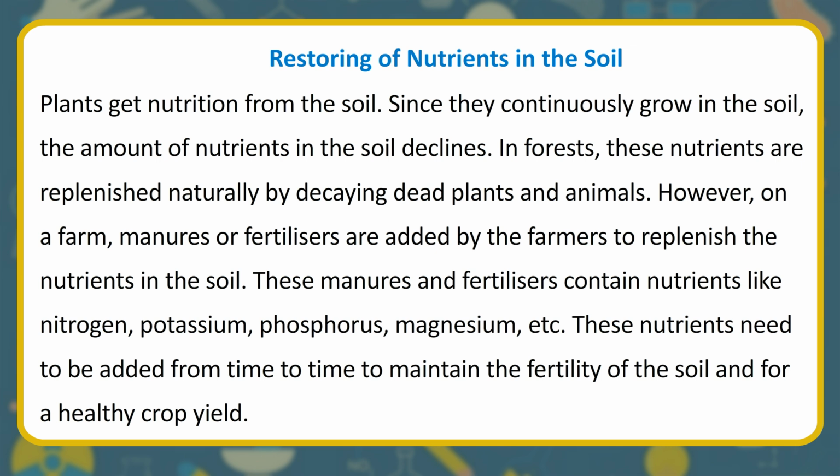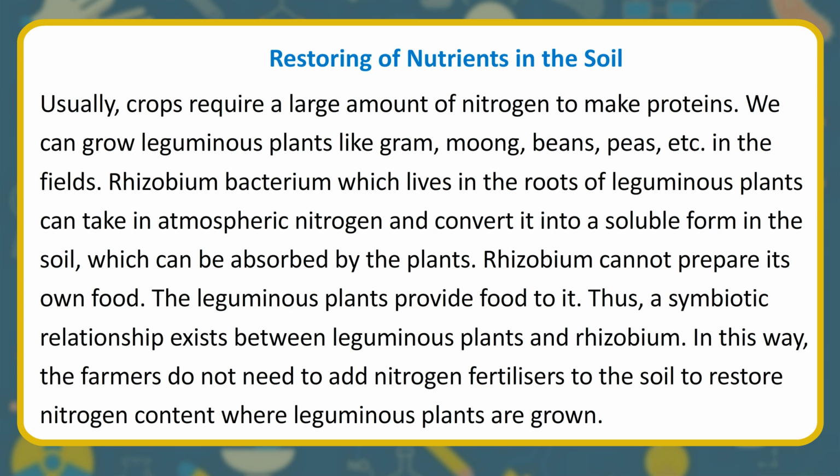These manures and fertilizers contain nutrients like nitrogen, potassium, phosphorus, magnesium, etc. These nutrients need to be added from time to time to maintain the fertility of the soil and for a healthy crop yield. Usually, crops require a large amount of nitrogen to make proteins.